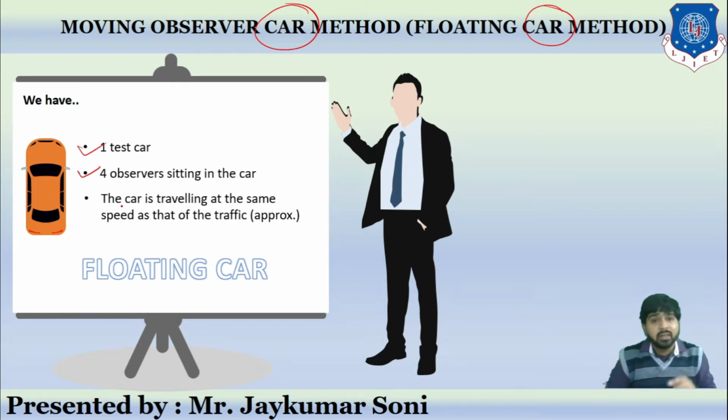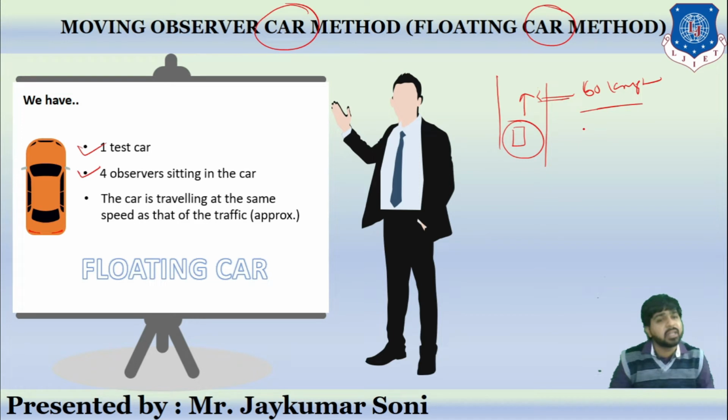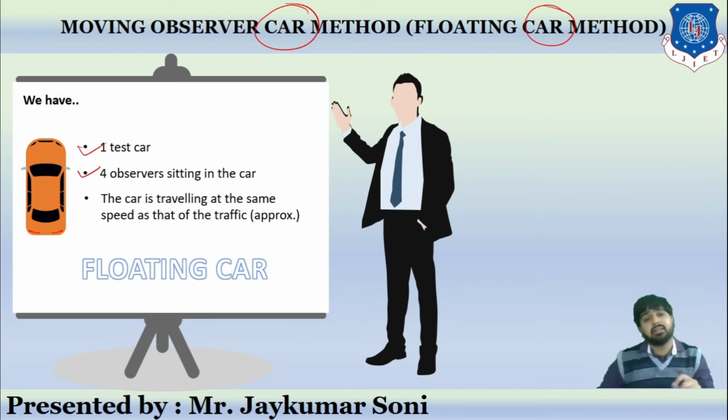Now the car will travel at the same speed as the traffic is moving. Means if this is the section of the road and this is our car, this is the direction where the vehicles are moving. Let us assume that the vehicles are moving with an average speed of 60 kmph. So our car will also move in the same direction with a speed of 60 kmph. In this car, 4 people will be sitting. Those 4 people are called the 4 observers. Now let us discuss why it is needed.